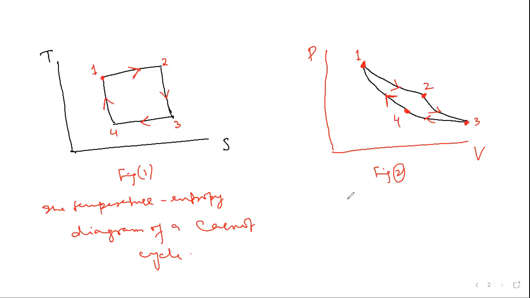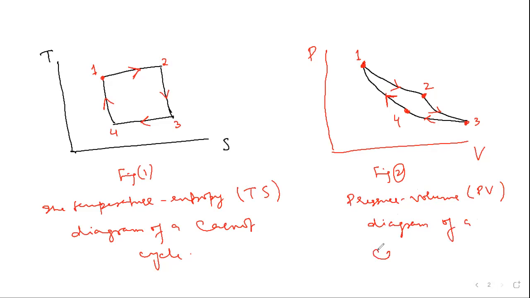So this, let me name it Figure 2. It is the PV diagram, that is pressure, volume, PV. This is TS, temperature, entropy. So it is the pressure, volume diagram of a Carnot cycle, right? Remember, we have explained this cycle already.